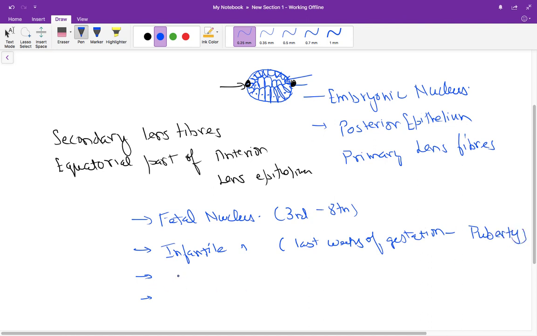Then comes the adult nucleus. So adult nucleus is basically after puberty, and then the cortex. So cortex is basically superficial lens fibers.